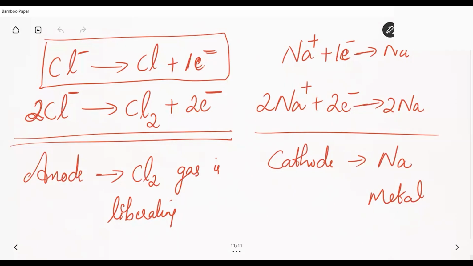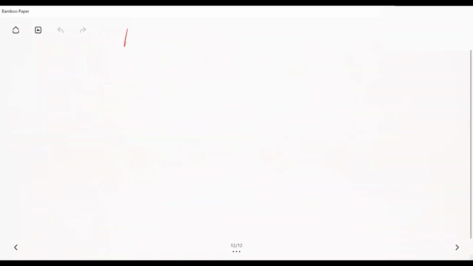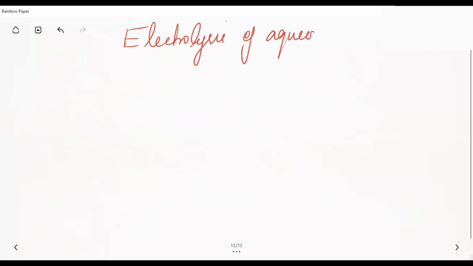Now we have to move on to the electrolysis of what? Electrolysis of aqueous solution of sodium chloride, the same sodium chloride. In the molten state, there were only 2 ions, sodium ions and chloride ions. But here, we are taking sodium chloride in water. Aqueous means in water, right? So water ions will also be present. We have to consider that also. That is the thing you have to be careful about in this case.